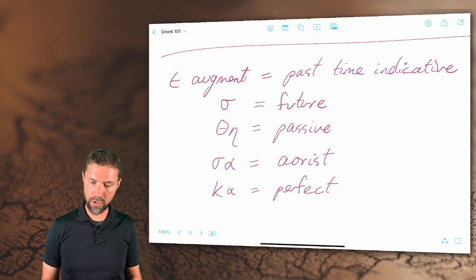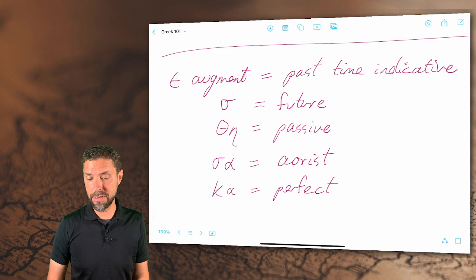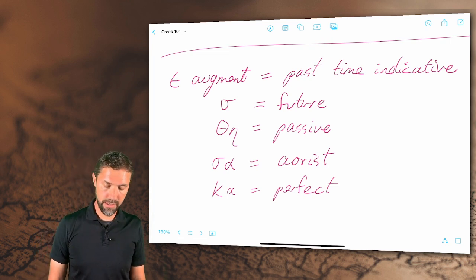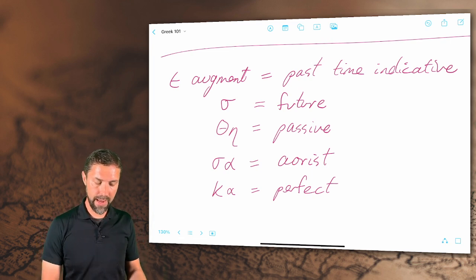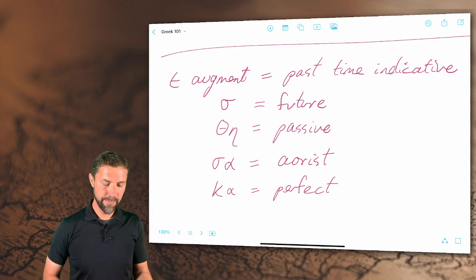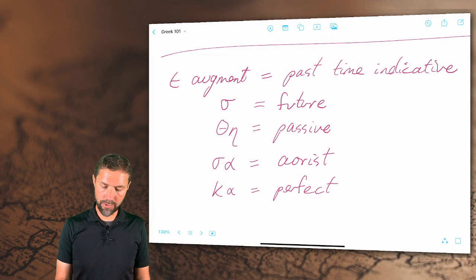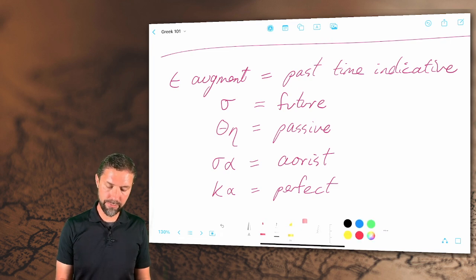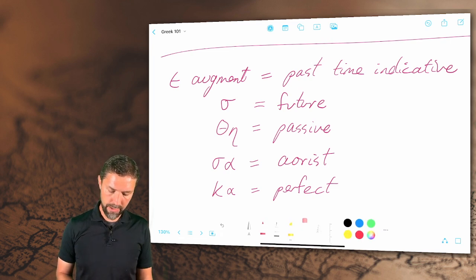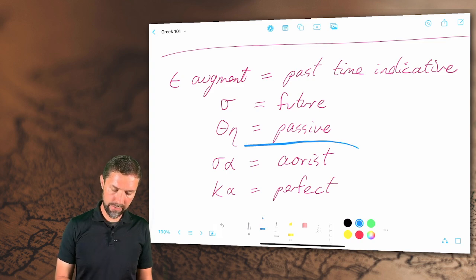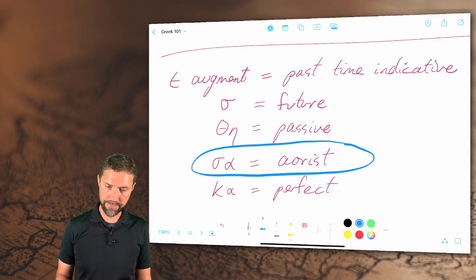The epsilon augment is a sign of the past time indicative. Sigma we discussed as a sign of the future, the theta eta passive. And now we come to another marker I introduced, but we have not yet used. And that is right here. The sign of the aorist is a sigma alpha.